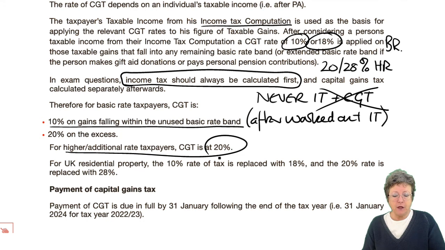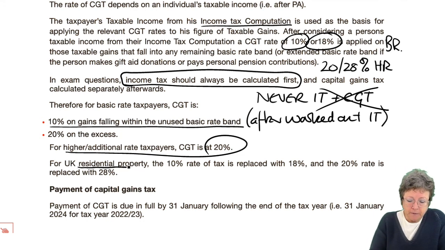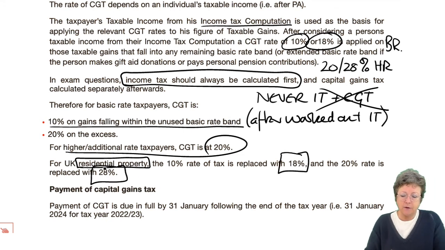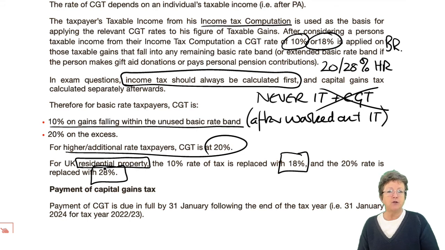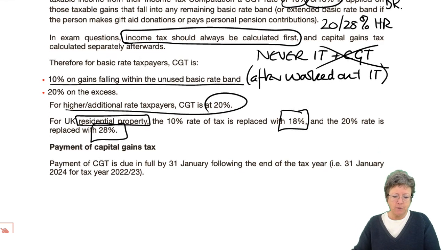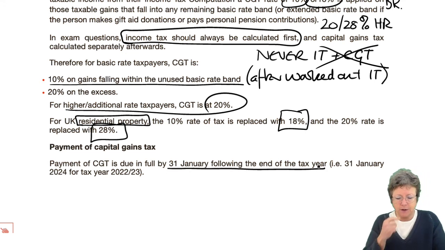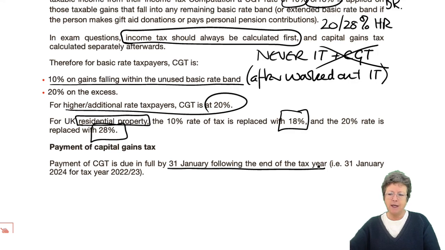Now, if it's a residential property, these are new rates. You pay at 18 and 28% and not 10 and 20%. As we go through the chapter, you'll see if we have residential property, it will be calculated in a slightly different column. Pro forma will look slightly different. And the tax is due to be paid on the 31st of January following the end of the tax year in which the gain takes place.